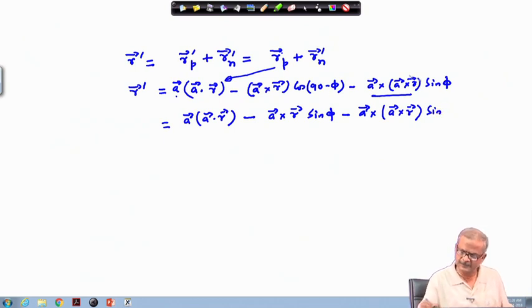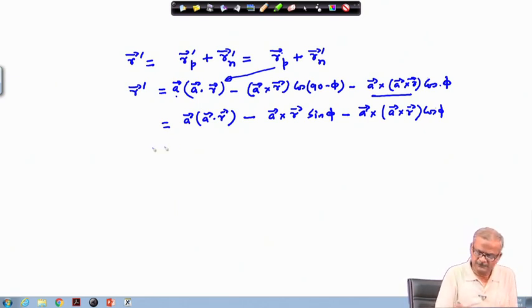Yes, sorry, this part is here cos phi. We have written cos phi, so by mistake here this is cos phi. So, this is our cos phi. Now, we need to rearrange it to get the solution we are looking for.